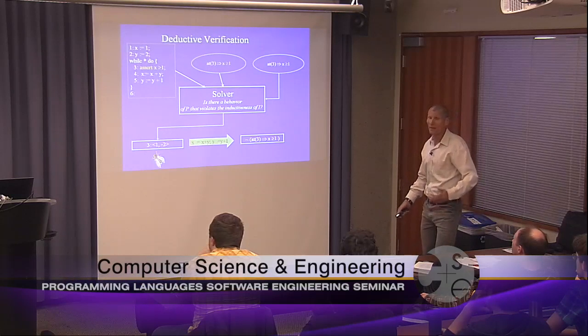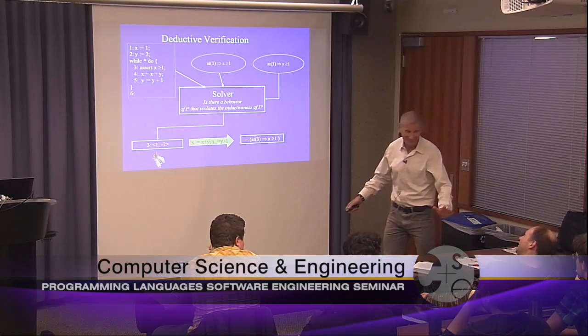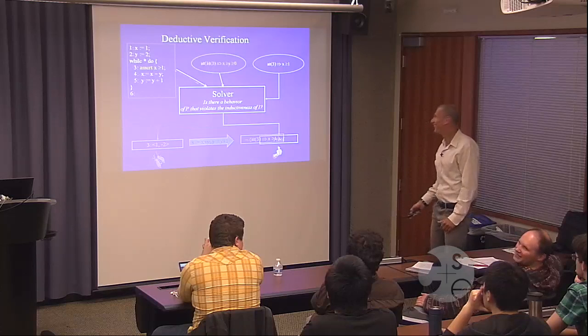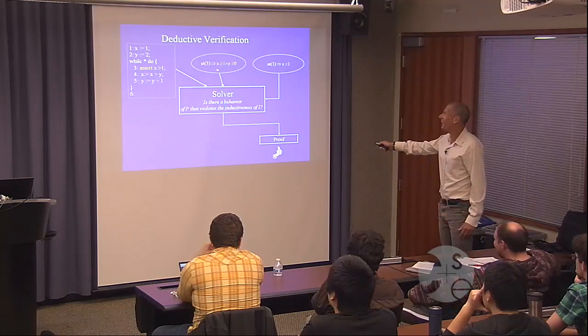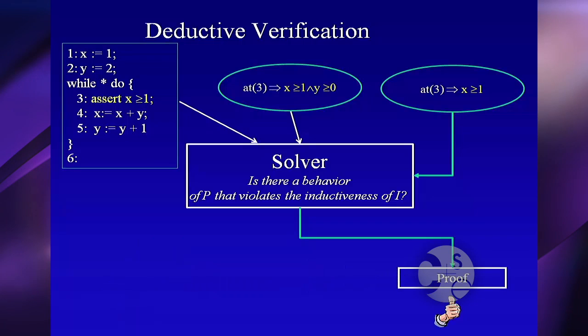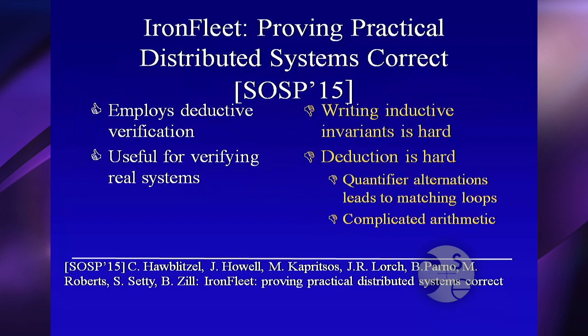This is what Zach is doing. Not Zach, James and others. Okay. Sorry. So what happened is, you have to come up with the inductive invariant. Once you come up with this inductive invariant, tools like Z3 can actually prove the property.